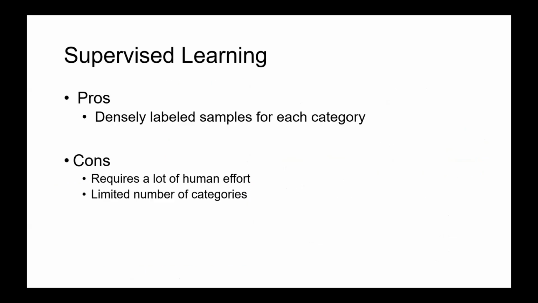However, supervised learning has some pros and cons. The pro is that it has densely labeled samples for each category. For example, for apple, we probably take photos from different angles and different shapes. But there are also drawbacks, because it usually requires a lot of human effort. We cannot ask humans to label every word in the visual world. And because of this costly labeling effort, we cannot have enough semantic categories to cover all the observations in our realistic world.